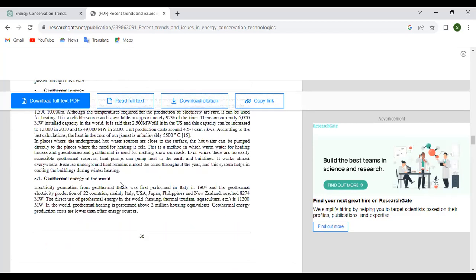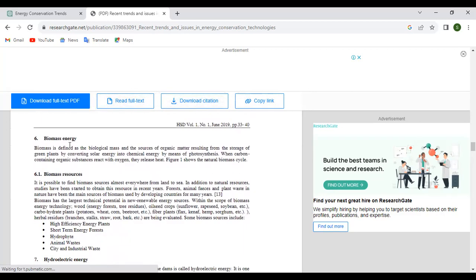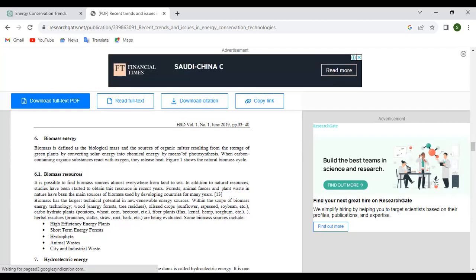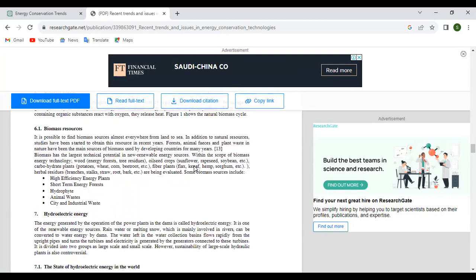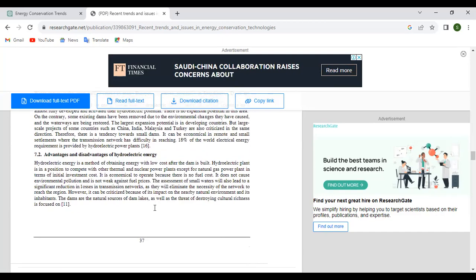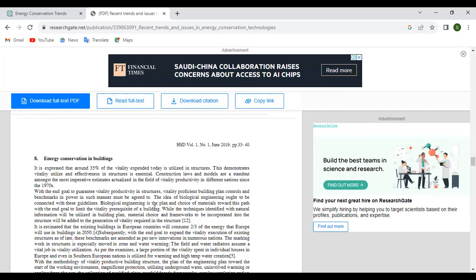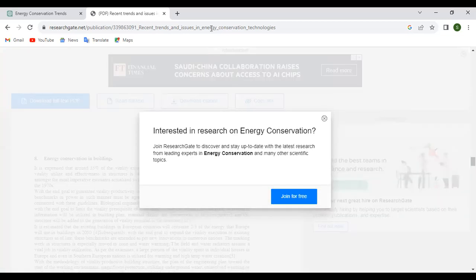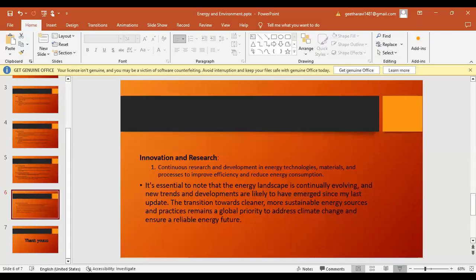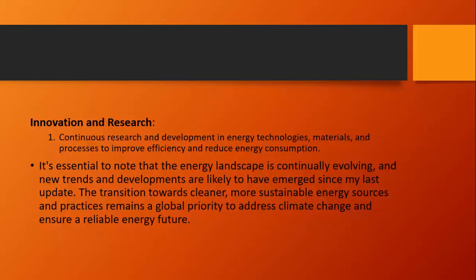Here you can see geothermal energy in the world. Electricity from geothermal energy, first used for heating, thermal tourism, etc. Now, biomass energy. Biomass is biological mass, a source of organic matter, resulting from the storage of green plants converting solar energy into chemical energy by means of photosynthesis. Then we have hydroelectric energy and energy conservation in buildings. These are some of the examples for energy sources, and how innovation and research have been implemented in these trends.